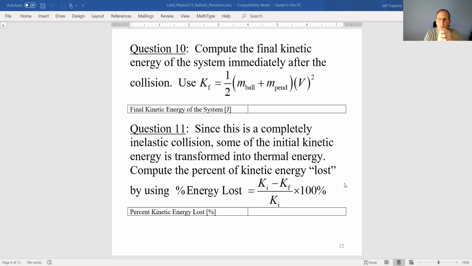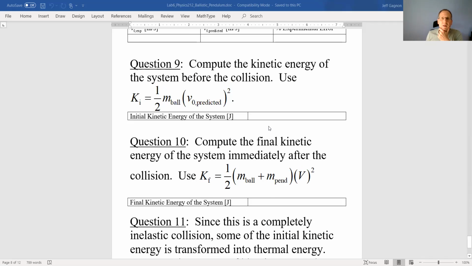Some people say some of the initial kinetic energy was lost, but really it's not lost, it's transformed into another form, in this case, thermal energy. So what you should find is that your initial kinetic energy here is larger than the final kinetic energy. Some of it is missing because it's turned into this thermal energy, heat, some people call it heat.